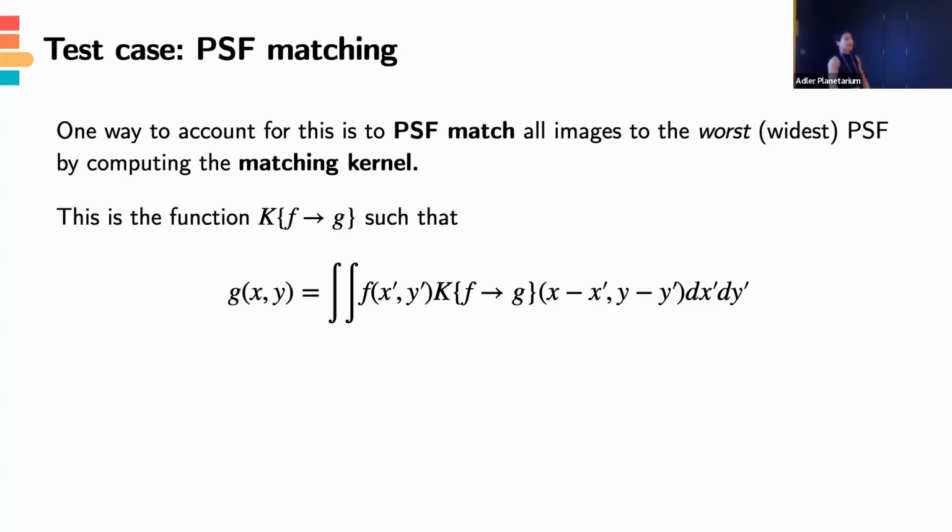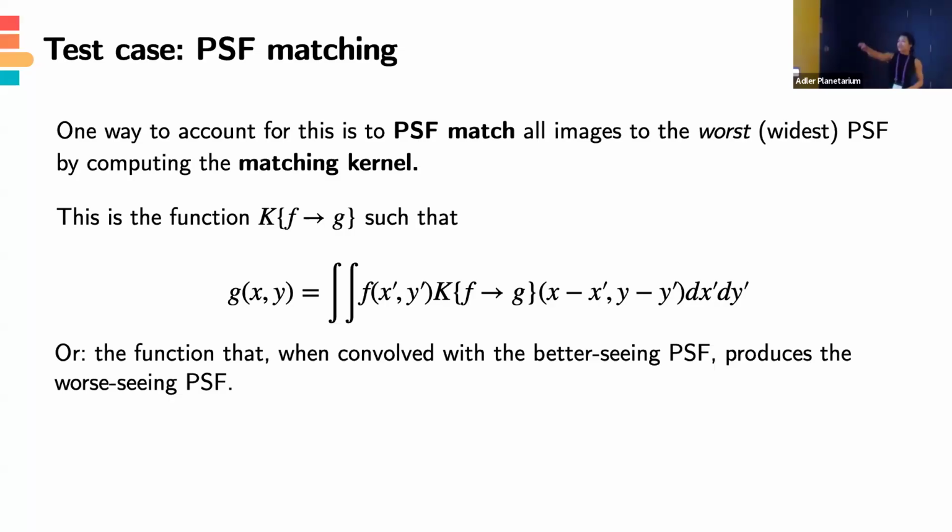So we want to essentially figure out the function that, if we convolve it with the better seeing PSF, you get out the worst seeing PSF. The reason why we want to do that is because then we can take this matching kernel and apply it to the full galaxy or the full image that has all of these extended sources in it, and essentially get an image in our better seeing band that has the same PSF as our worst seeing band. This will allow us to do aperture photometry in the same way as if they had exactly the same imaging properties. So that's essentially what I just said: the function that, when convolved with the better seeing PSF, produces the worst seeing PSF. So that's great. How do we actually do this in practice?